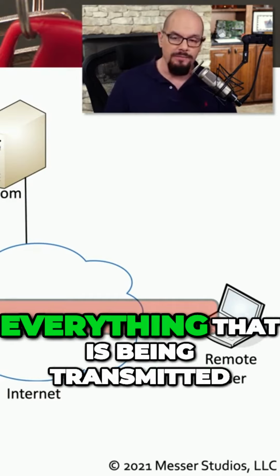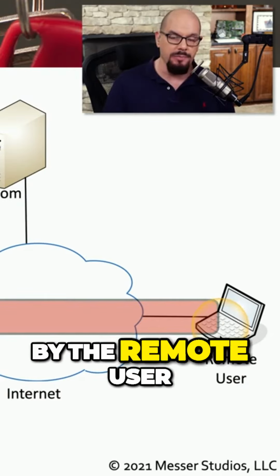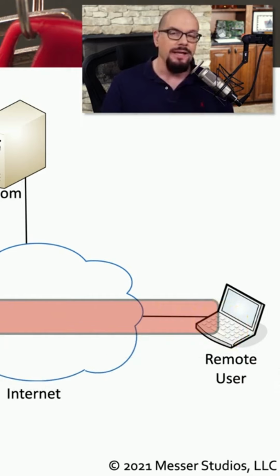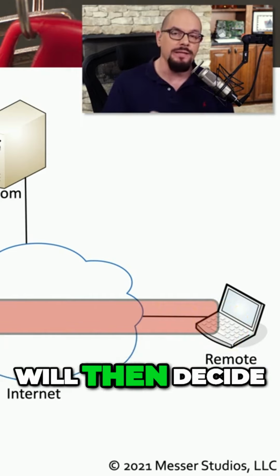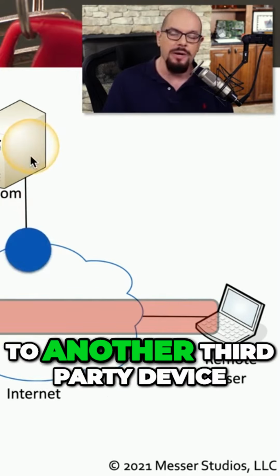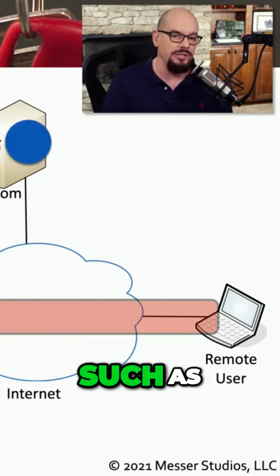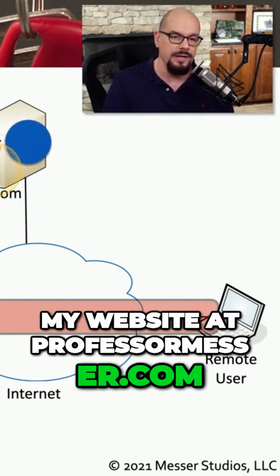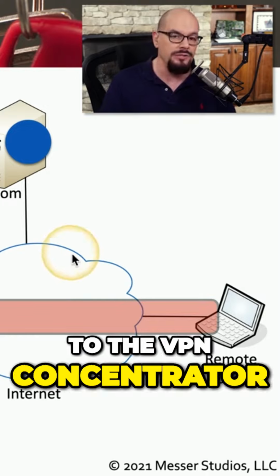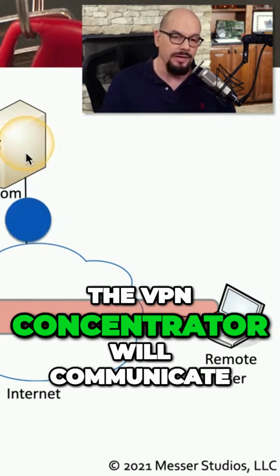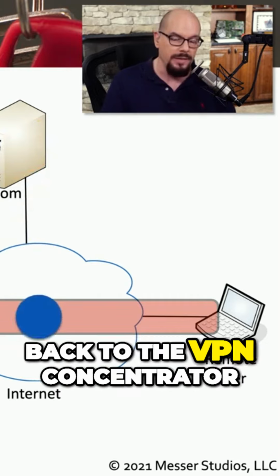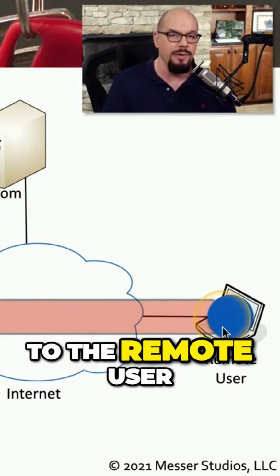With a full tunnel, everything that is being transmitted by the remote user is sent to the VPN concentrator on the other side. The VPN concentrator will then decide where that data happens to go. But if the remote user wants to connect to another third-party device, such as my website at professormesser.com, with a full tunnel, it has to communicate to the VPN concentrator. The VPN concentrator will communicate to the web server, which will then be reported back to the VPN concentrator and then sent to the remote user.